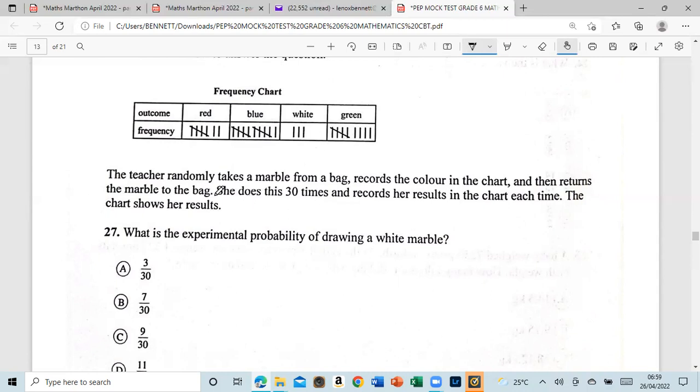All right. The teacher randomly takes a marble from a box, records the color in a chart, and then returns the marble to the box. She does this 30 times. So in all, the frequency should add up to 30. The chart shows her result, so this is the result of 30 draws. All right, what is the experimental probability of drawing a white marble?